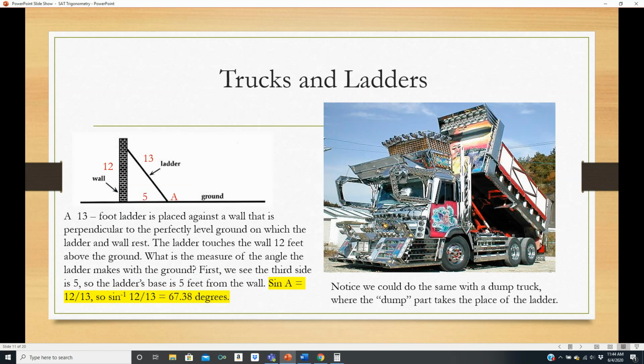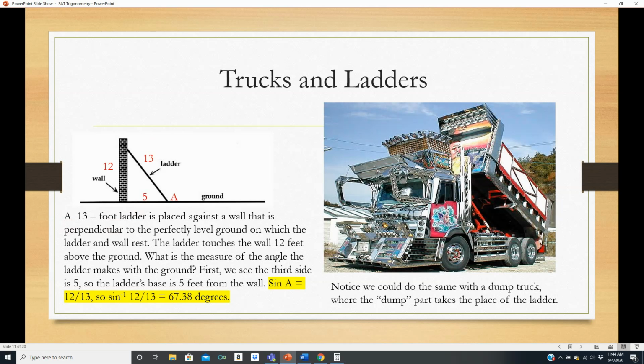Trucks and ladders. Sounds kind of like Chutes and Ladders, right? Anyway, these are really, really common problems when they're asking you about right triangle trig, either in your algebra/trig textbook or on the SAT or the ACT. Okay, the ladder problem. This is the classic granddaddy of all right angle trigonometry problems with the right triangle. Here we have a 13-foot ladder that is placed against a wall that is perpendicular to the perfectly level ground on which the ladder and wall rest.